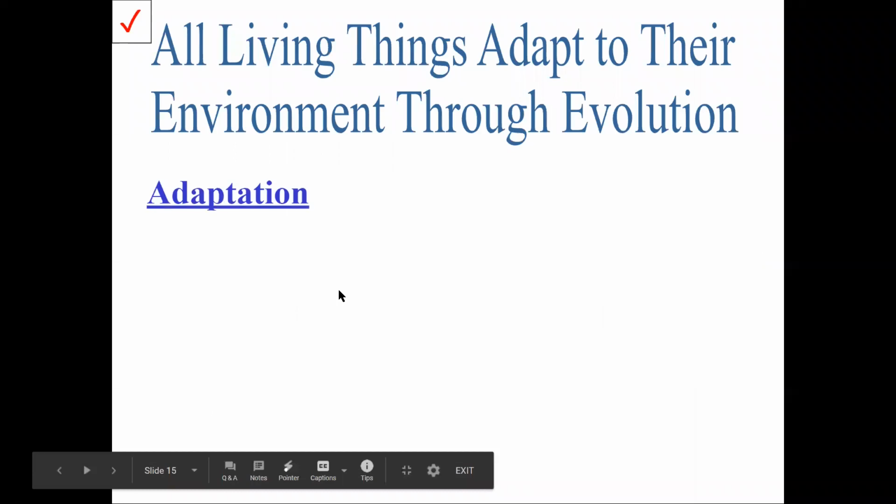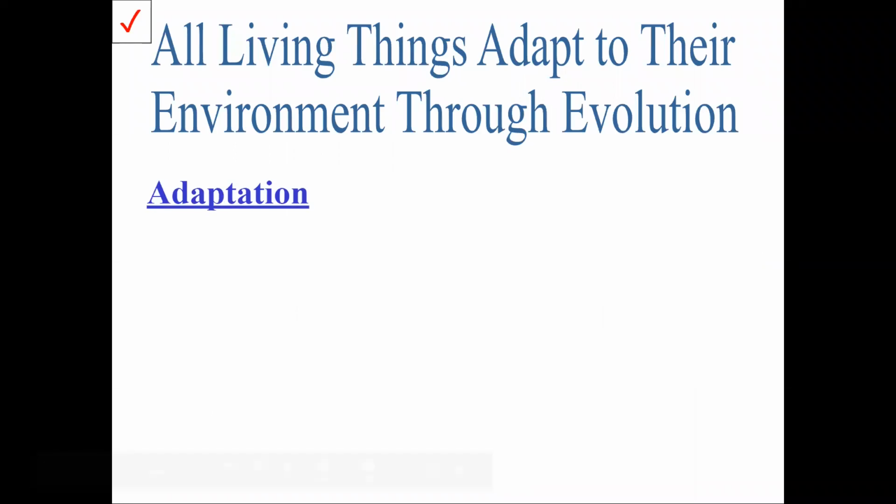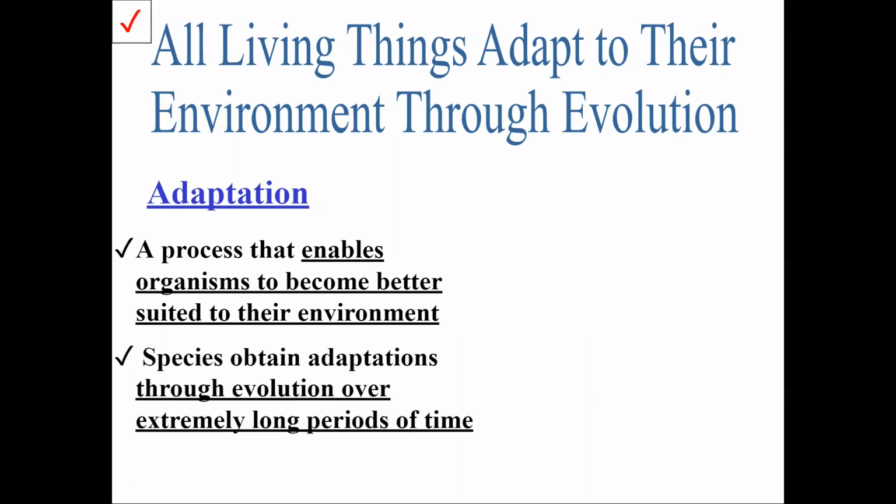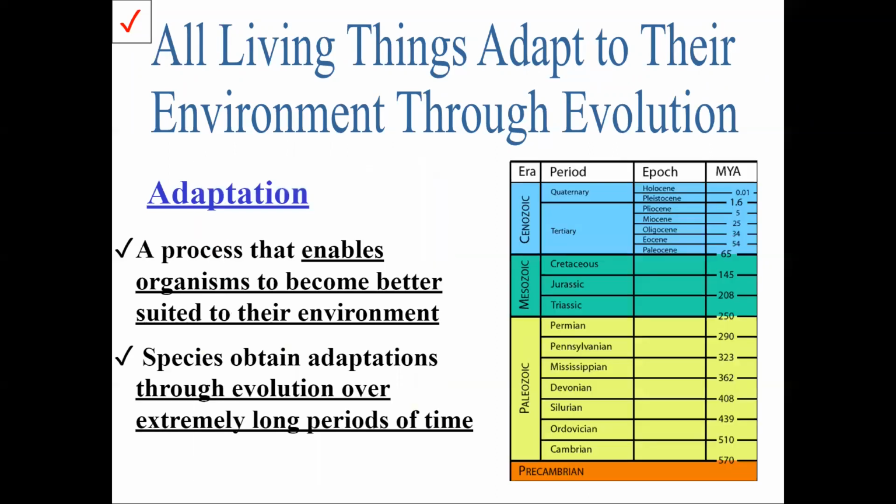And then all living things adapt to their environment through evolution. An adaptation is just a process that enables organisms to become better suited to their environment. Species obtain adaptations through evolution over extremely long periods of time. For example, humans' closest ancestor is the chimpanzee, and from that, we used to be monkeys, swinging in trees and things like that.